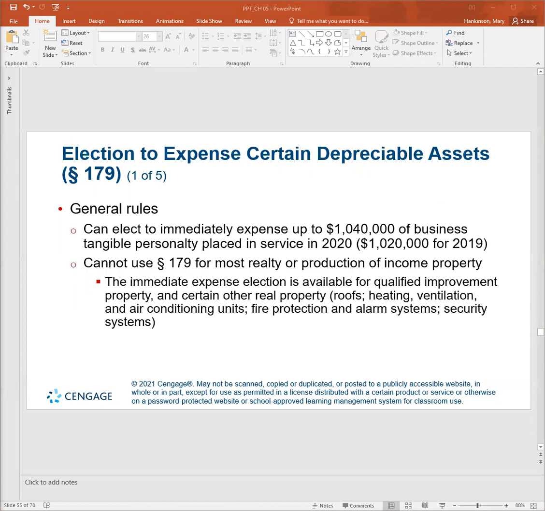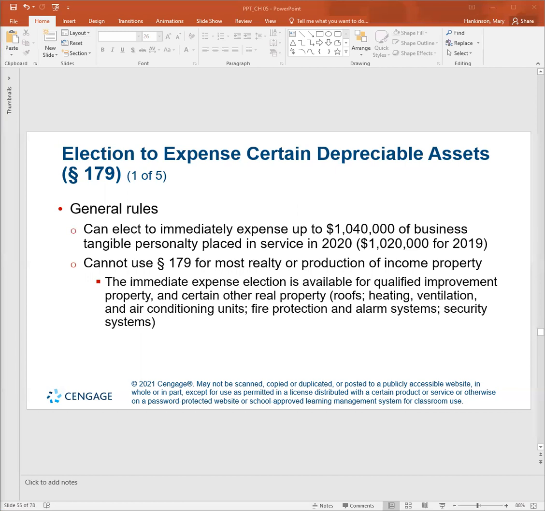Election to expense certain depreciable assets. Section 179 permits taxpayers to immediately deduct up to $1,040,000 in 2020 of the acquisition of specific types of property used in a trade or business. The 179 expensing election is an annual election that applies to the acquisition cost of property placed in service each year. Property to which Section 179 applies includes primarily tangible personal property. However, it also includes computer software, qualified improvement property, and certain improvements made to non-residential real properties.